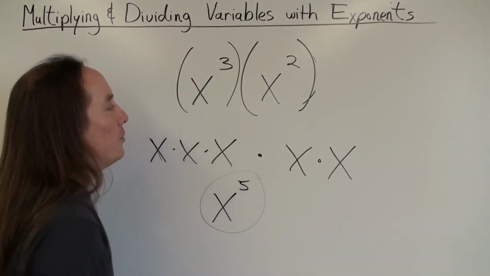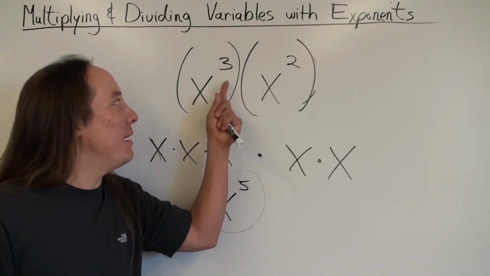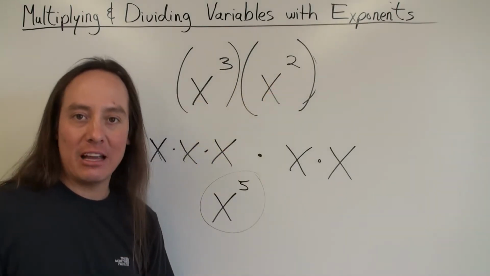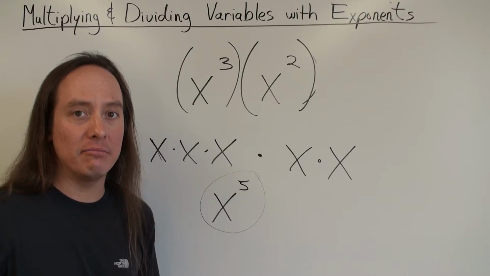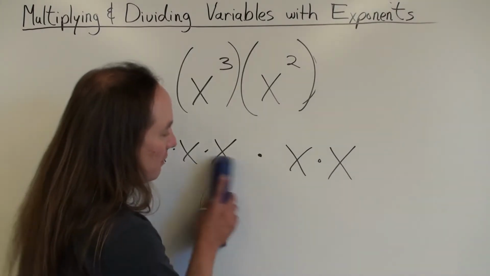So what we do when we multiply variables with exponents, we're basically just adding the exponents. 3 plus 2, 5. That's it. So let me show you something else. Let me show you something a little bit different.